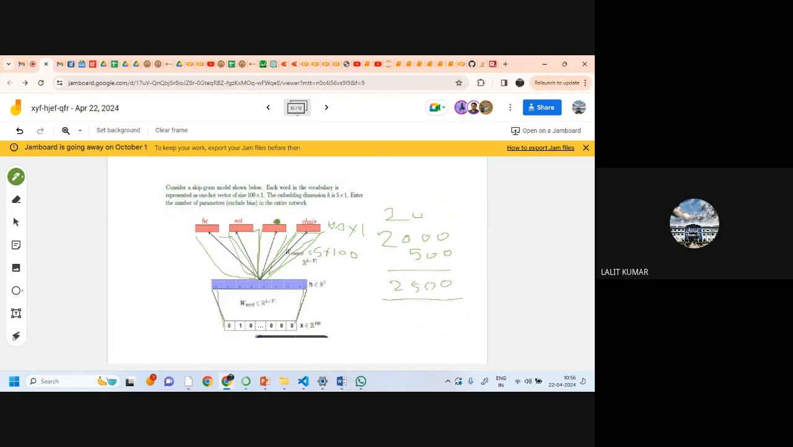They have written clearly, exclude bias. If bias is there, then bias will come here, one bias, so here your 5 will be added. And here with every word there will be a bias, so you will add 100 for everyone.